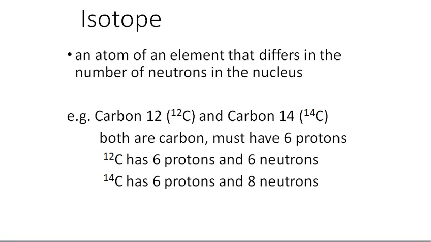Carbon-12 is ordinary carbon. It has 6 protons and 6 neutrons. Carbon-14 is an isotope of carbon. Like all carbon atoms, it has 6 protons. Unlike normal carbon, carbon-14 has 8 neutrons.